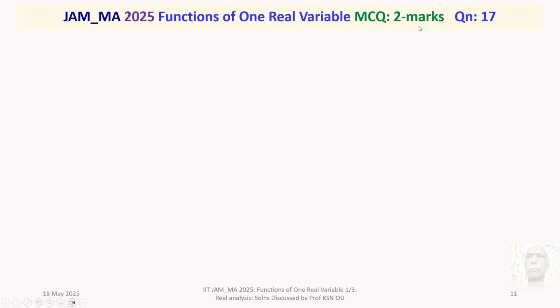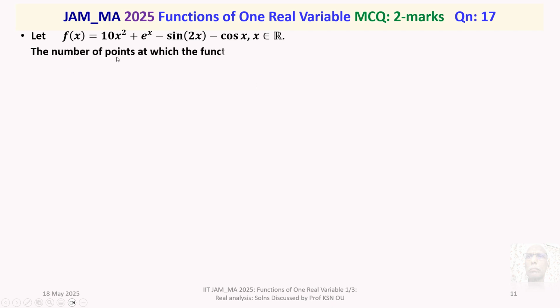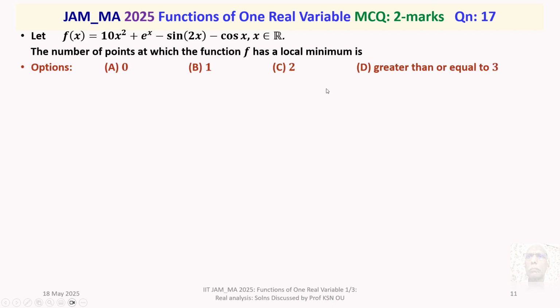This is question number 17 for 2 marks, and this is a multiple choice question. Let f of x be equal to 10x squared plus e power x minus sin 2x minus cos x, where x belongs to R. The number of points at which the function f has a local minimum is: we are given 4 options. Let's now discuss the solution of the problem in detail.